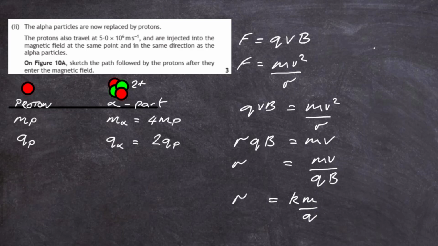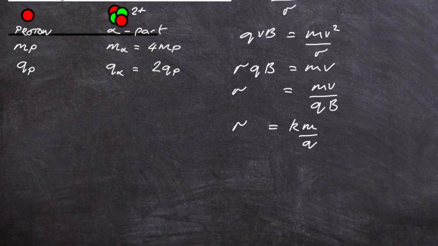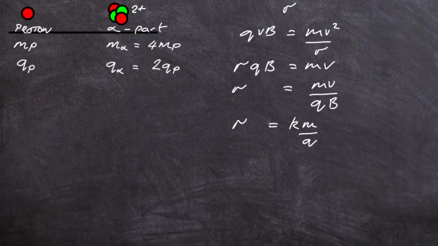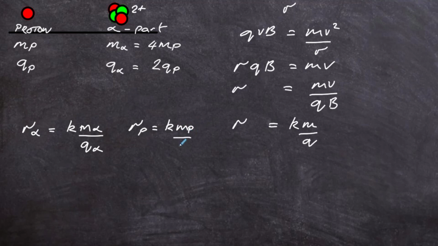I've just made a constant out of the speed and the magnetic field B. So let's look at the 2 different radii which are arrived at for the particles in a magnetic field. We can say that the radius of the alpha particle is equal to that constant k times the mass of the alpha particle divided by the charge on the alpha particle. And the radius of the proton, p, is equal to that same constant k times the mass of the proton divided by the charge on the proton. So that's what we've got.